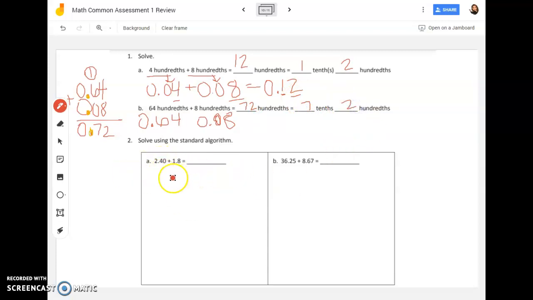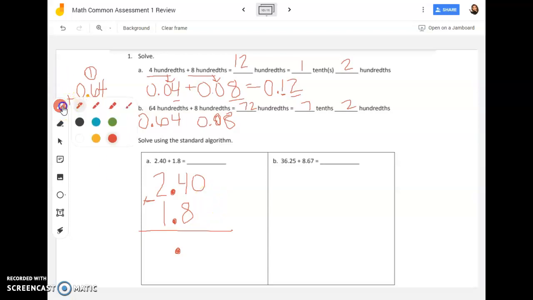They gave it to us horizontal here. What I want you to do is rewrite it vertically, going up and down. So I have 2 and 4 tenths, or 40 hundredths, plus 1 and 8 tenths. Your decimals must be stacked, one on top of the other. See right here? They are in line together. And it must be in the same spot in your answer as well. So the whole way down my problem, my decimals are in line.